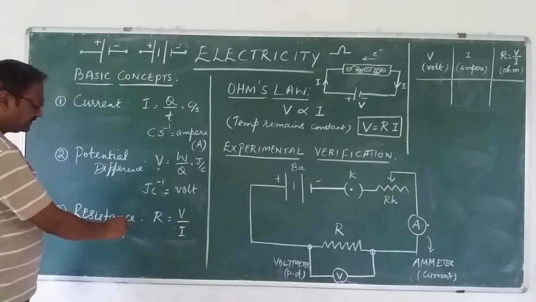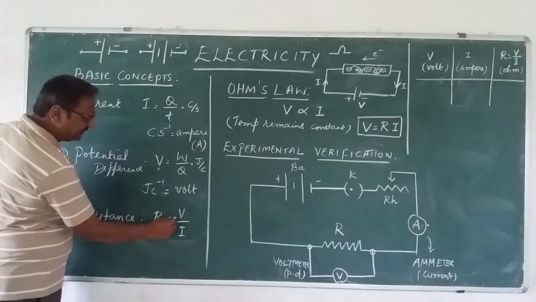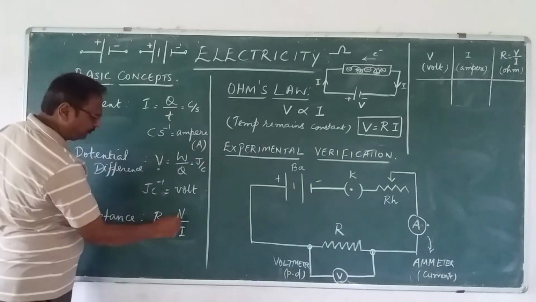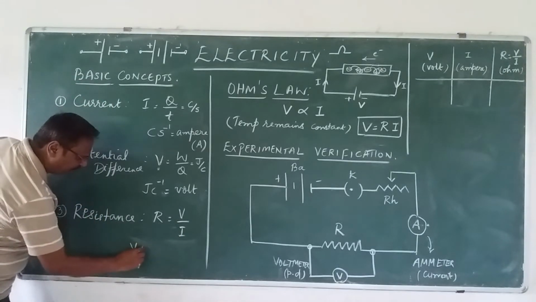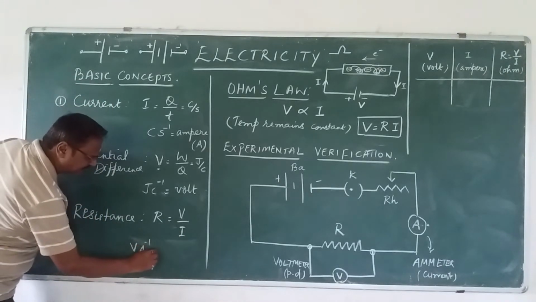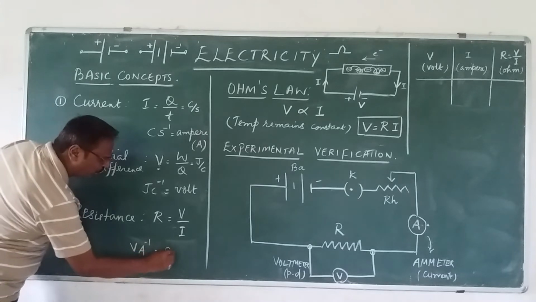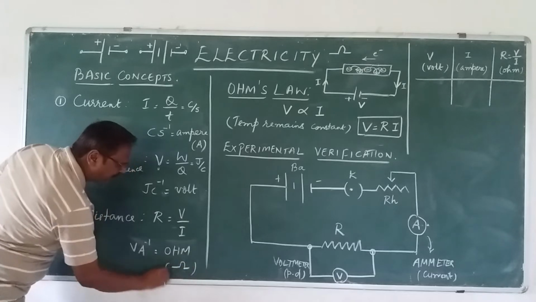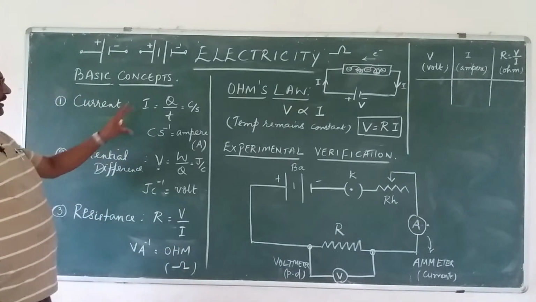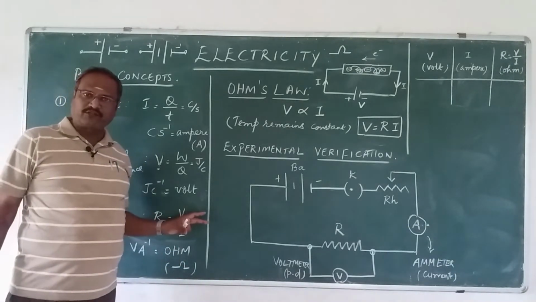Now we define resistance as R is equal to V upon I, potential difference upon current. So that is voltage upon ampere, which is given as Ohm. The Ohm symbol is a speed breaker. I hope we get a clear point of it.